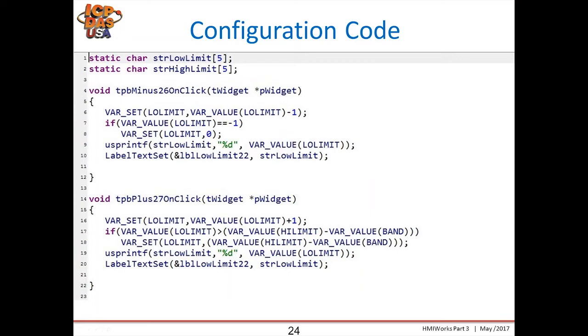When we press the minus button for the low limit, we subtract 1 from the current value. If the result is -1, we set it back to 0. We then show the values in the label. As you see from the 9.4 to 9.10, this is what happened to the minus button.